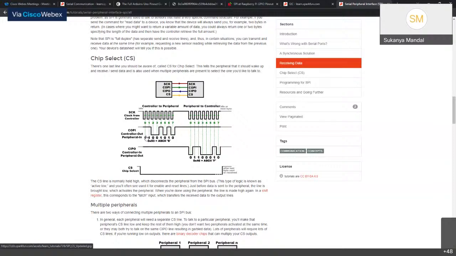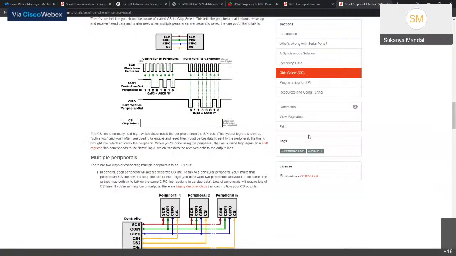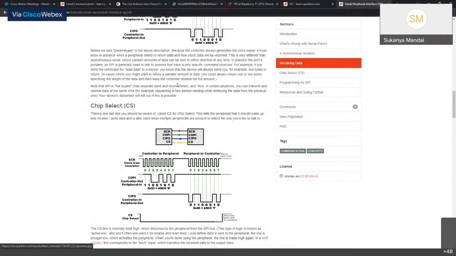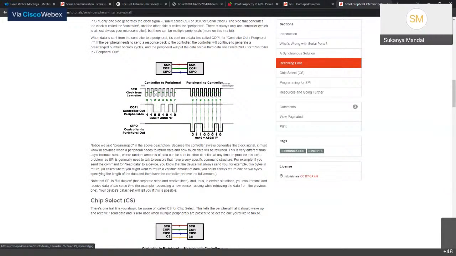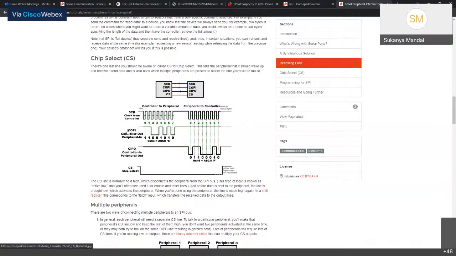Okay, so here again, just modifying this a bit. While COPI and CIPO happen, the chip select is sending the signal to the peripheral for receiving and transmitting data. After this is done, it again goes back to the idle state.